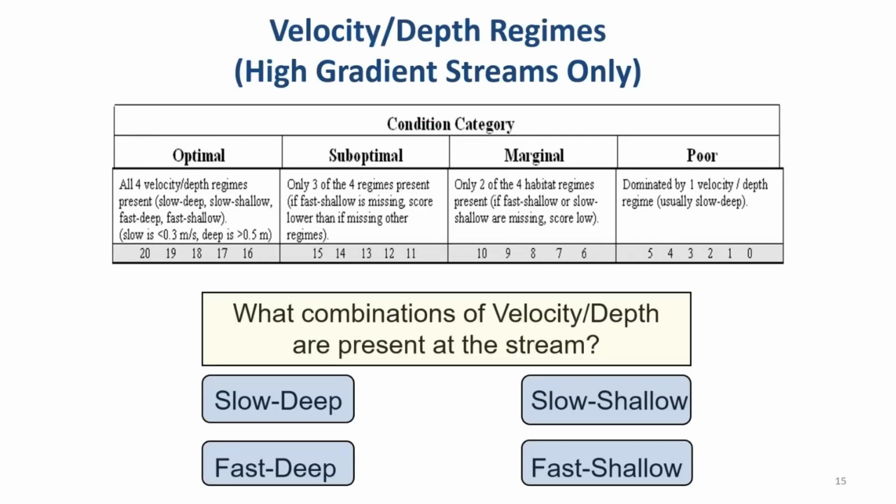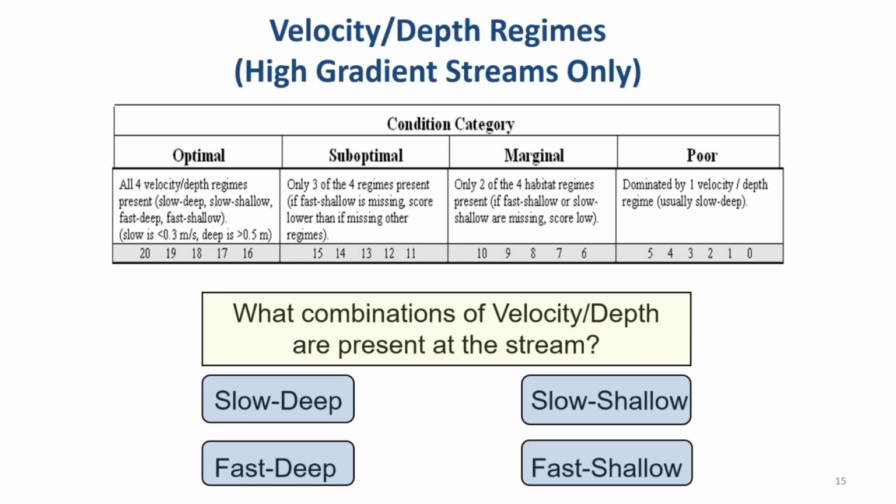So the next question asks about velocity and depth regimes. There are 4 choices of velocity depth regimes: slow deep, slow shallow, fast deep, and fast shallow. So you can understand why it was important to look at the whole 100-meter stretch, because each one of these might be in different locations of the stream. You might not be able to tell how deep or shallow a spot is until you actually walk in it.